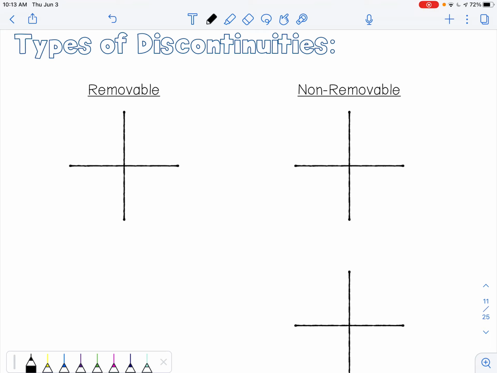There are 3 different types of discontinuities, and they're split into 2 different types. So we have removable discontinuities and non-removable discontinuities. The only type of removable discontinuity, we call it a hole or a point discontinuity.